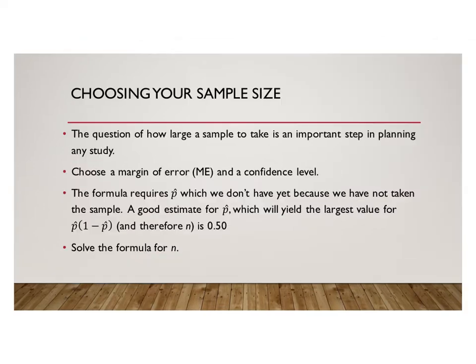When we are choosing our sample size, you have to ask yourself how large a sample to take. It is an important step in planning any study. You want to choose a margin of error and a confidence level. Remember, the formula requires p hat, which we don't have yet because we have not taken the sample. A good estimate for p hat, which will yield the largest value for p hat times 1 minus p hat, and therefore n, is 0.5. And then we just solve the formula for n.